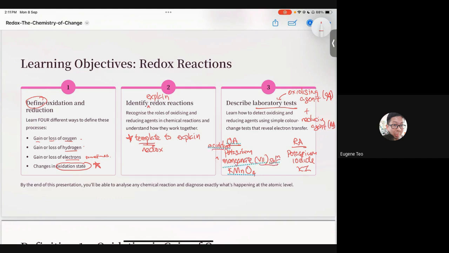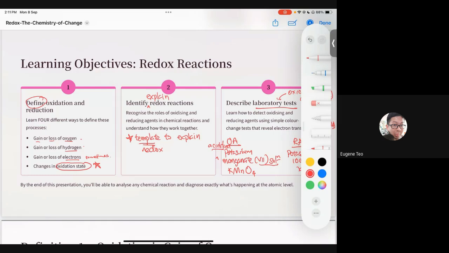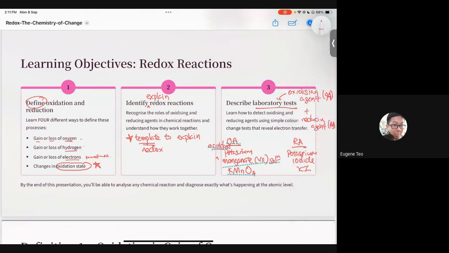Okay, the word acidified and the word solution, they are important. In terms of potassium iodide, you're actually using potassium iodide solution or aqueous potassium iodide. So it's either you say the word aqueous or the word solution, because aqueous just means dissolved in water, and solution also just means dissolved in water. Okay, so we're going to cover 1, 2, 3 for today, and let's start.